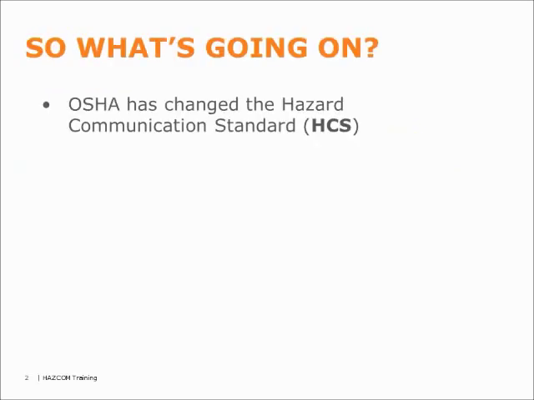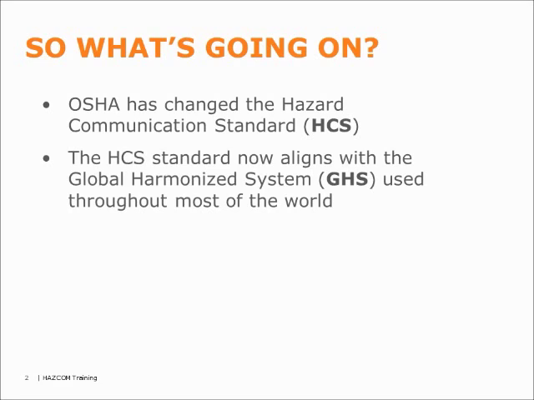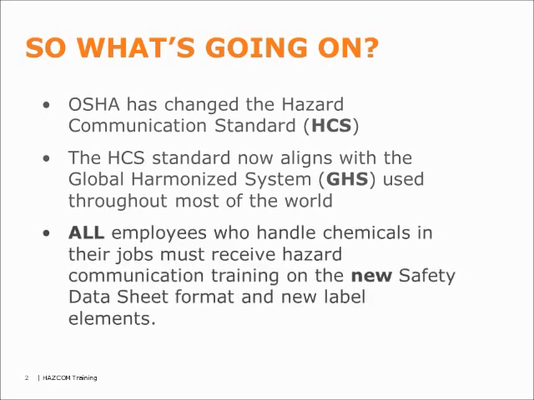OSHA, the Occupational Safety and Health Administration, revised its hazard communication standards to align with the United Nations Globally Harmonized System of classifying and labeling chemicals. Employers are required to ensure all employees who handle or may be exposed to chemicals in their jobs be trained on the revised standards. The new label elements and safety data sheet requirements are intended to help improve worker understanding of the hazards associated with chemicals in the workplace.